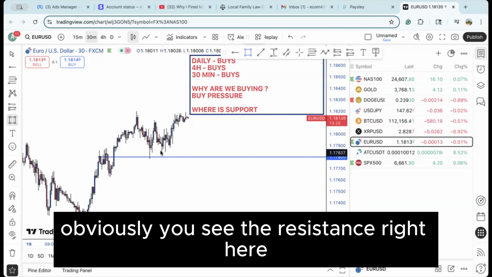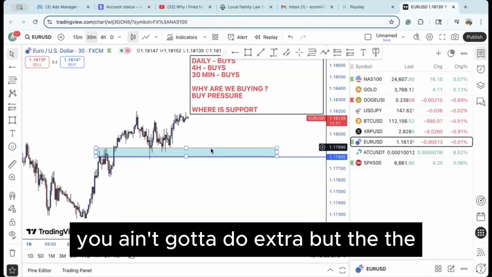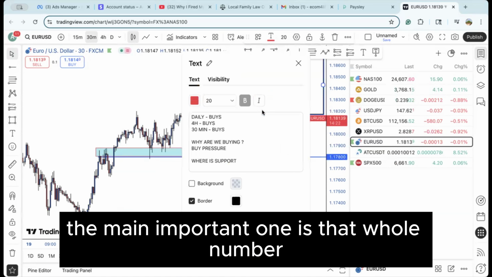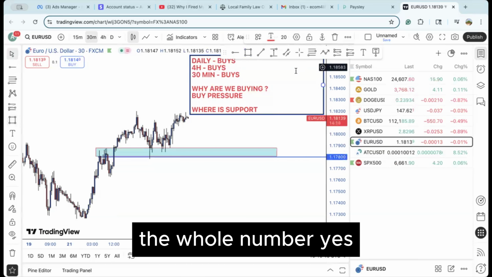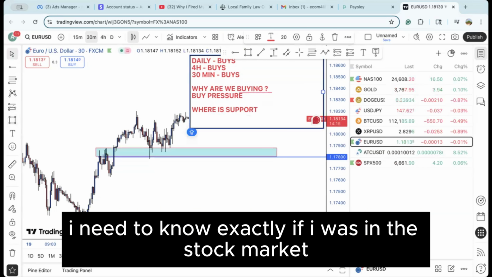Obviously, you see the resistance right here. You see the support right here. So obviously, you ain't got to do extra. But the main important one is that whole number. Because that's where you're gonna take your trade, you know what I mean? Like I need to know exactly.